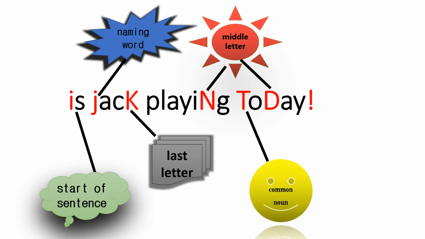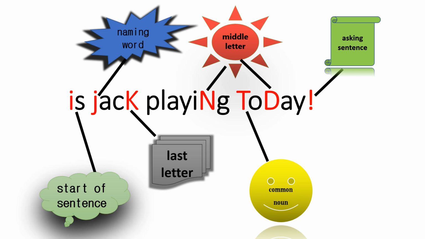Last word of this sentence is today. Today is a common noun, and we do not start common nouns with capital letters if they come in the middle or at the end of a sentence. So T of today must be written in small. There is another capital letter in the word today, D. As we have discussed earlier that middle letters cannot be written in capitals, so D must be written in small.